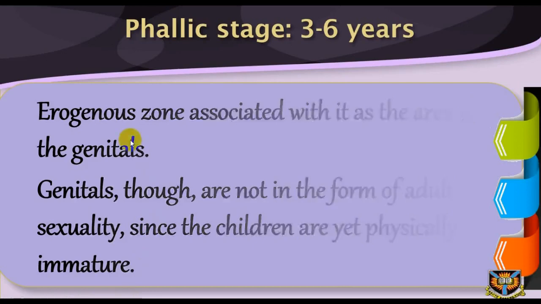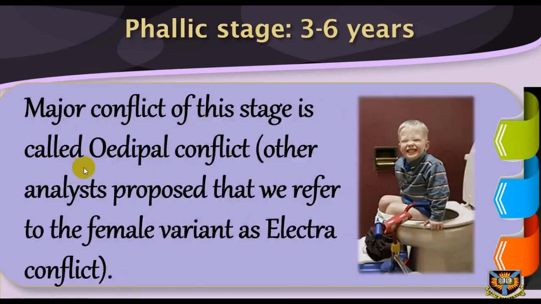The major conflict of this stage is called the Oedipal conflict, the name deriving from Oedipus, who killed his father and unintentionally slept with his mother. Freud used the term Oedipal for both sexes, but other analysts proposed that we refer to the female variant as the Electra conflict. In the beginning, for both sexes, the primary caregiver, at least in most societies, and main source of gratification is the mother.